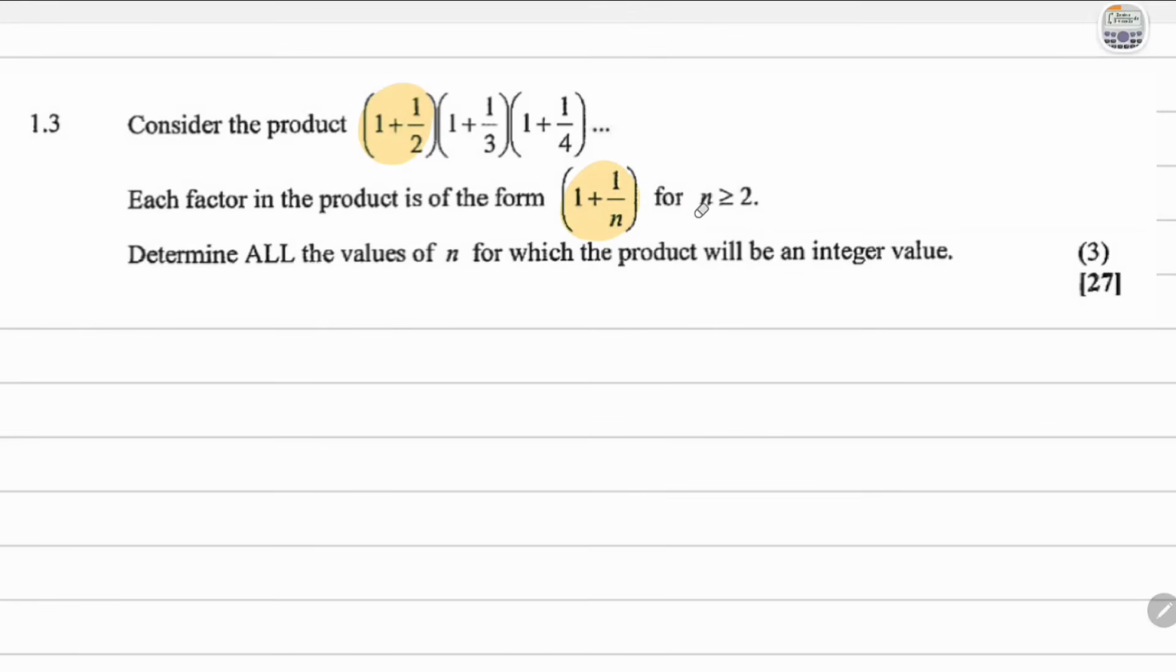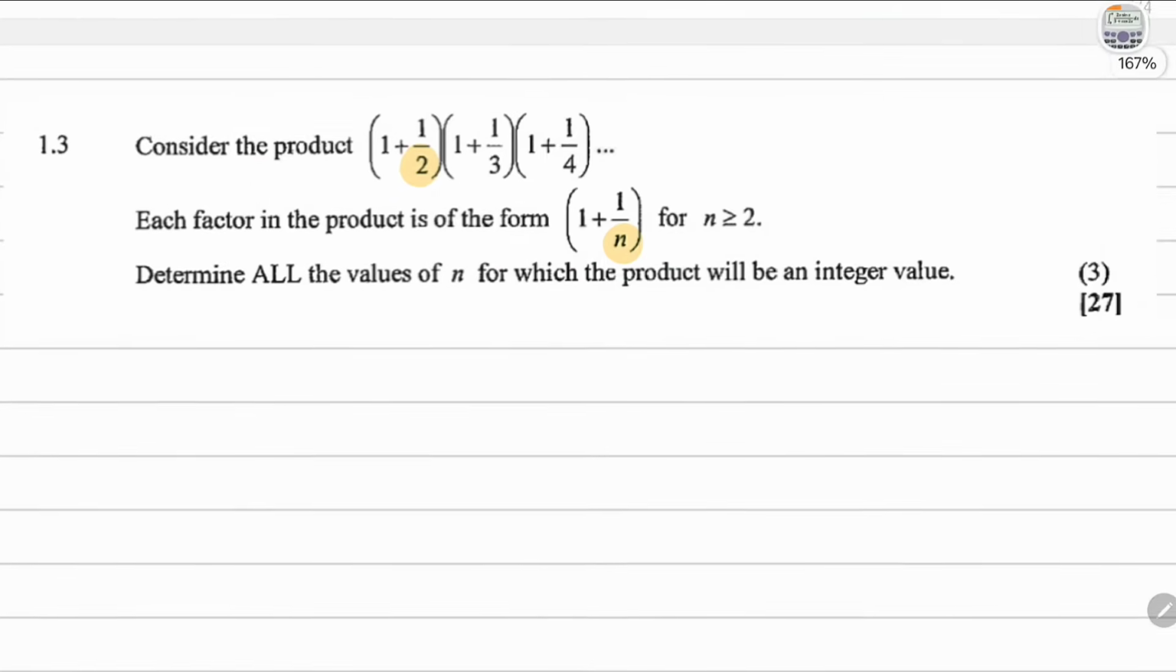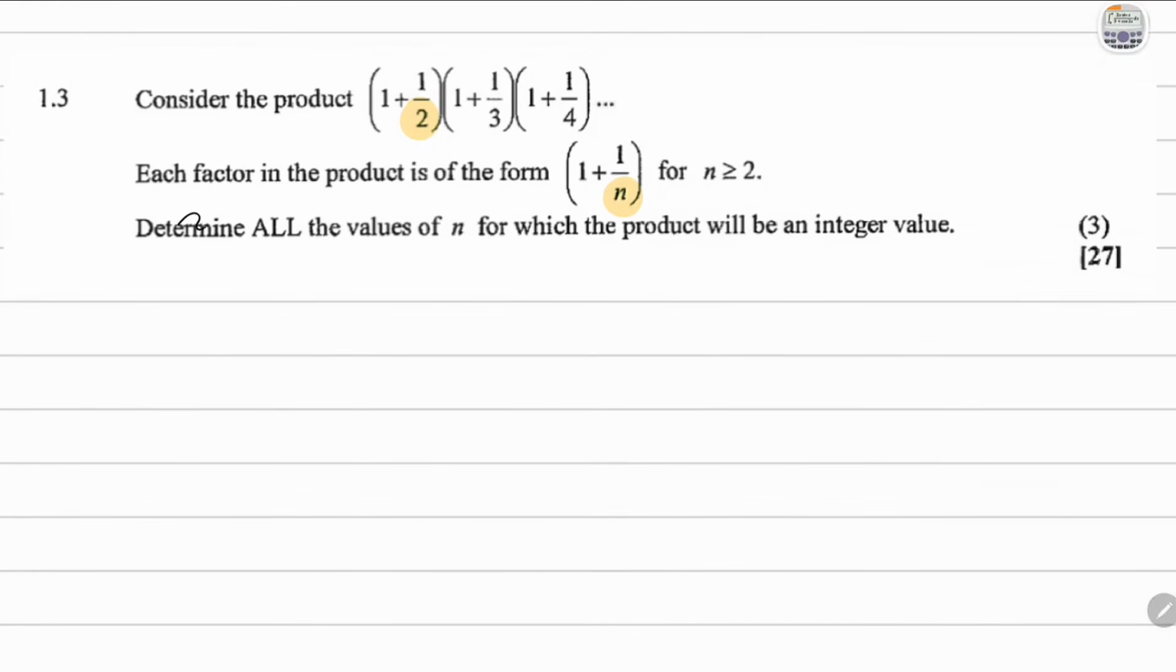And they say it's for n greater than or equal to 2. And we can see that is true because this is n, and you see that it starts where n is equal to 2, and then it's all values greater than 2. So they're just stating what we have there. Then they say determine all the values of n. So solve for n. Determine all the values of n for which the product will be an integer value.